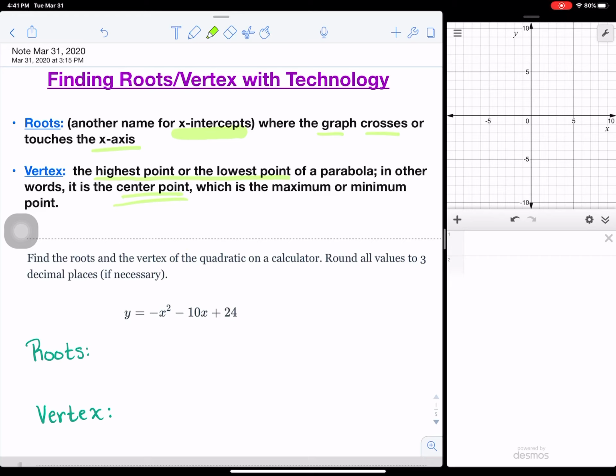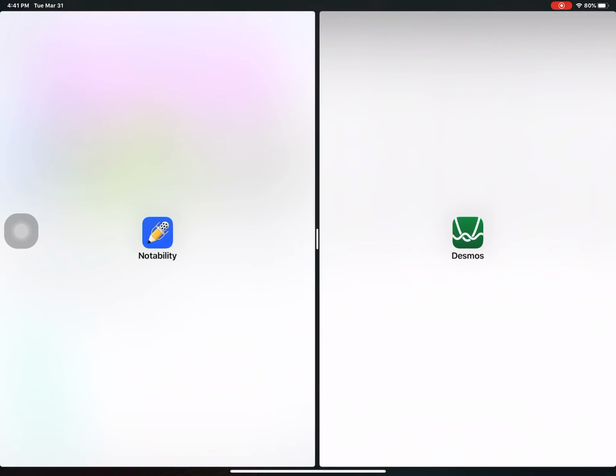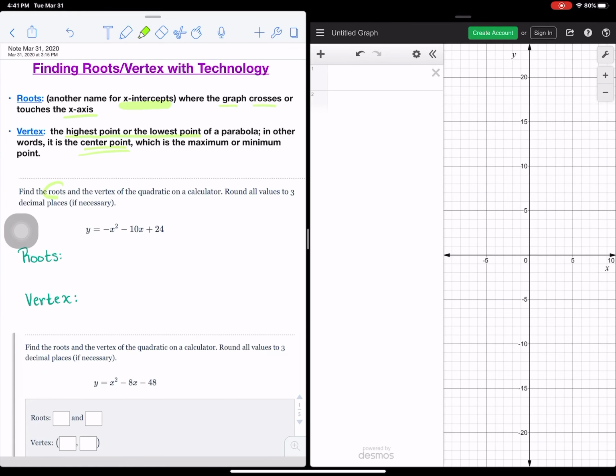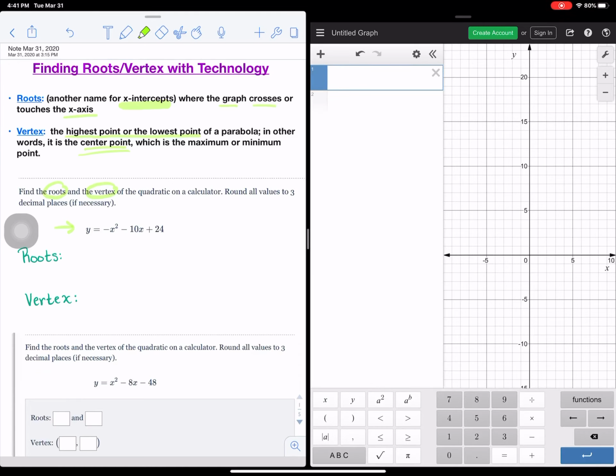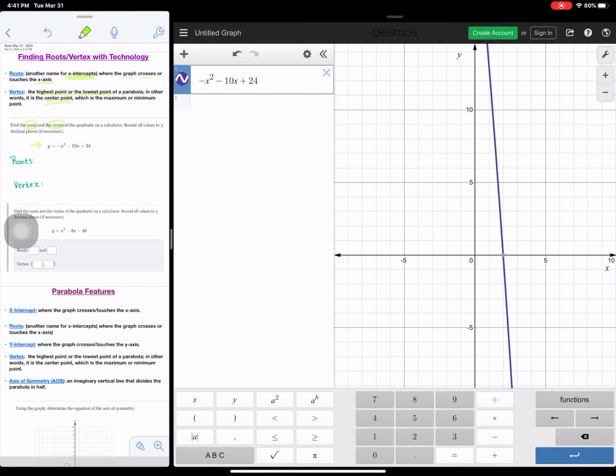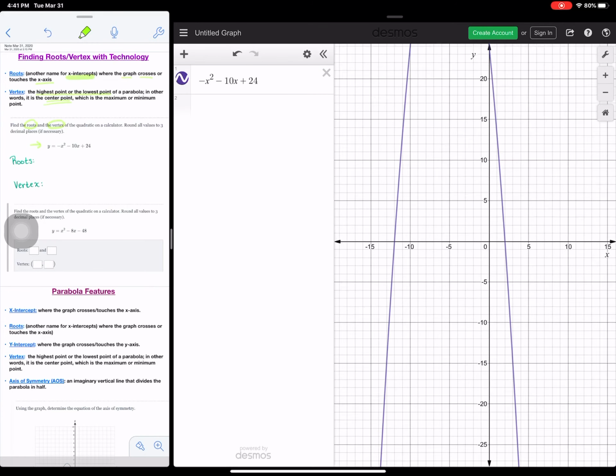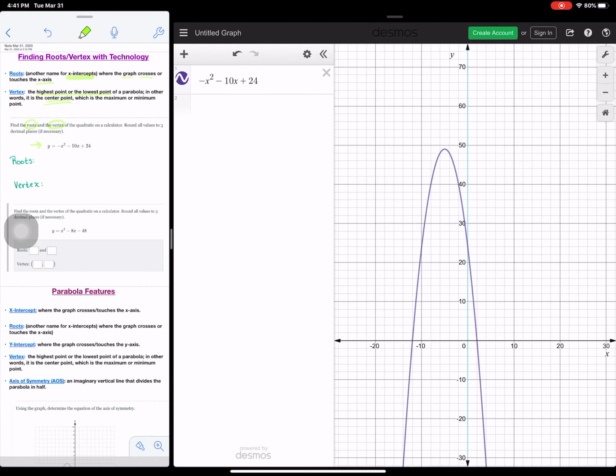So I'm going to use technology. We're using Desmos, and I am finding the roots and the vertex of my given equation. So I'm going to go ahead and type it in. So we have negative x squared minus 10x plus 24. I notice that I'm going to have to zoom in or zoom out, so I'm going to just pinch my fingers.